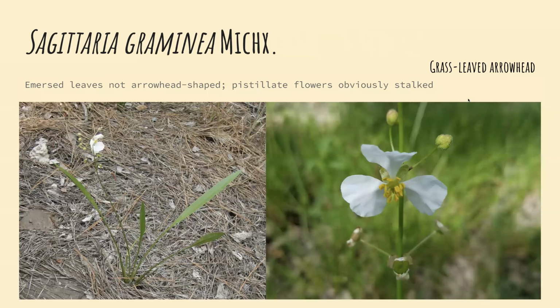The last two species are ones that have a different form of the leaves. So the leaf shape is not always absolute for identifying these, but certainly can be helpful. This one has the common name of grass-leaved arrowhead, and you can probably see why that would be the case. So it has still parallel venation, and the leaves broaden a little bit, but for the most part they're very long leaves, not arrowhead shaped. And this one, in contrast to the next species, has pistillate flowers that are stalked.